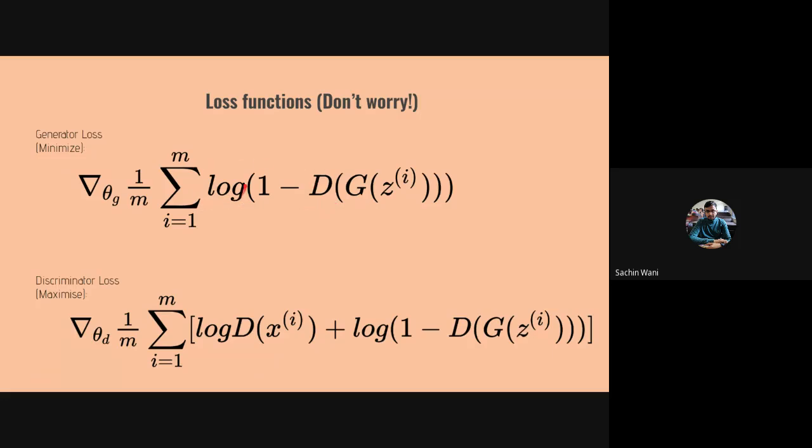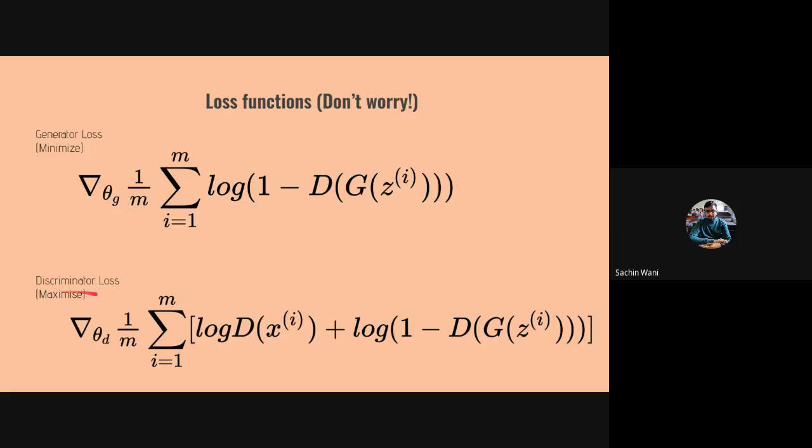And so even without the log, you can just look at this 1 minus t, and you will know that to minimize this, you have to increase this value. So to increase this value, what you want is that the discriminator should output the generated images as close to 1 as possible.